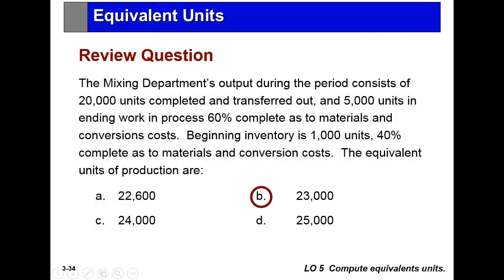How can we figure this out? The mixing department output, 20,000 units completed and transferred out, and 5,000 units in the ending work in process, 60% complete as to materials and conversion costs. So 5,000 units, 60% complete is 3,000, and our 20,000 units would give us our 23,000.